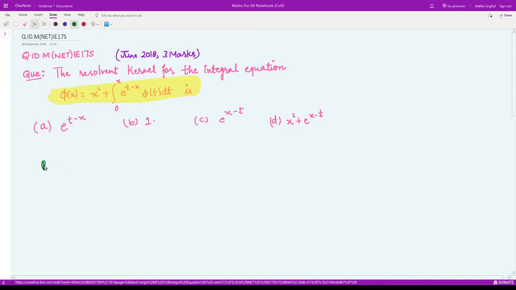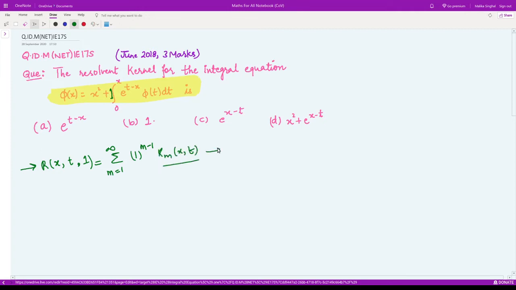It is denoted by R(x, t, lambda). What is lambda over here? It is equal to 1. So we can write it like this. And what is the formula to calculate resolvent kernel? It is calculated as summation m varies from 1 to infinity, lambda raised to power m minus 1. And what is lambda here? It is 1. So 1 raised to power m minus 1 times K_m(x,t), where what are these?